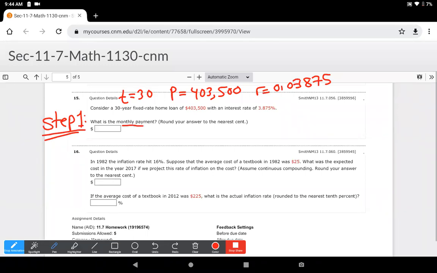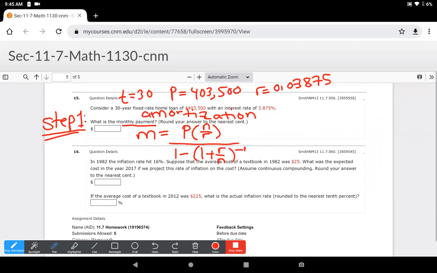So they're asking us what the monthly payment is, and they give us P, R, and T. This fits amortization, just like the last one that we did. Amortization. I always add an extra syllable. Amortization. Okay, so that is the formula: P times R over N, divided by 1 minus 1 plus R over N, raised to the negative NT.